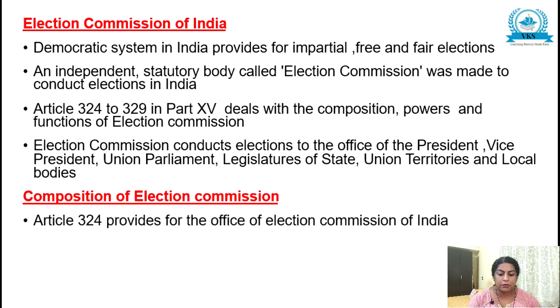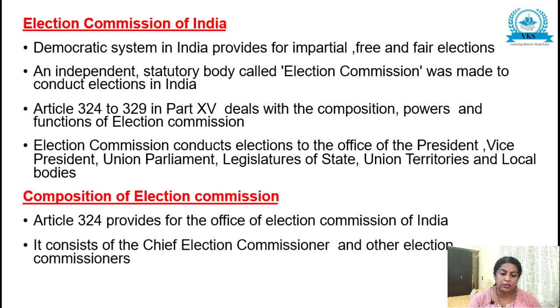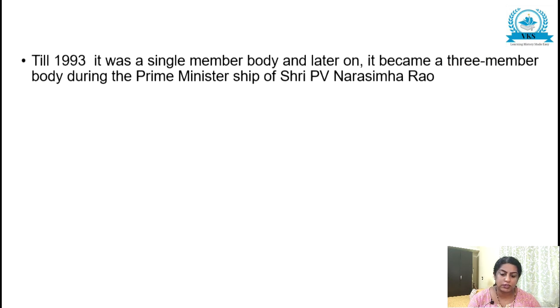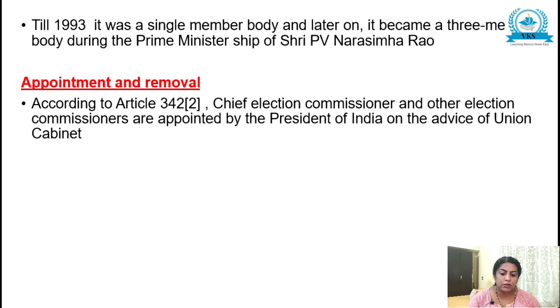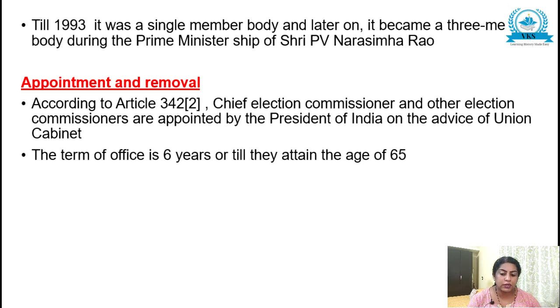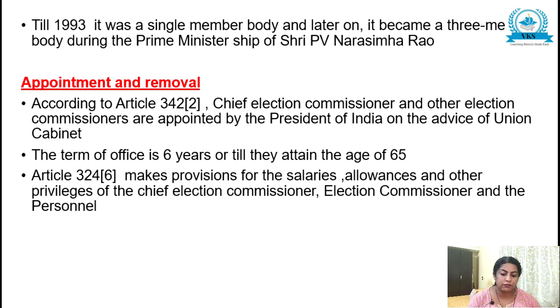Composition of Election Commission. Article 324 provides for the Office of Election Commission of India. It consists of the Chief Election Commissioner and other election commissioners. Till 1993, it was a single-member body and later on it became a three-member body during the Prime Ministership of Sri P.V. Narasimha Rao. Appointment and removal. According to Article 342(2), Chief Election Commissioner and other election commissioners are appointed by the President of India on the advice of Union Cabinet. The term of office is 6 years or till they attain the age of 65.